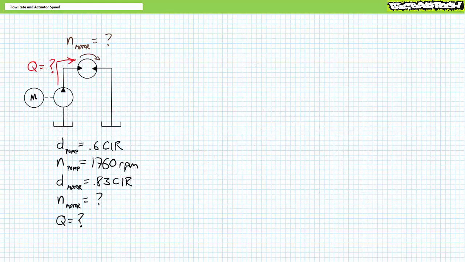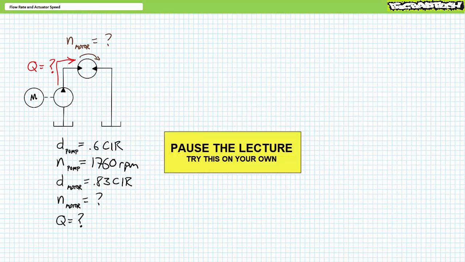All right, before I cut you loose, try this quick illustrated example problem on for size. Consider a fixed displacement pump with a displacement of 0.6 CIR, or cubic inches per revolution, being driven at 1760 RPM. This pump is driving a hydraulic motor with a displacement of 0.832 CIR. So if you can, determine the flow rate in units of gallons per minute and the rotational speed of the hydraulic motor in units of RPM. By all means, pause the lecture and try this on your own. If you're tracking, you should obtain the following results.